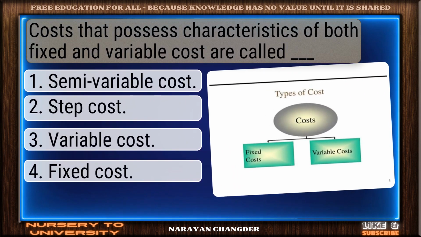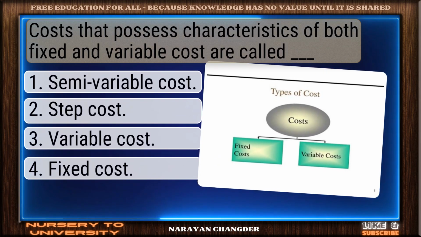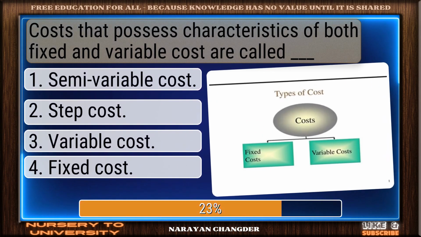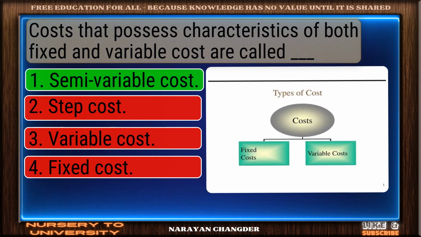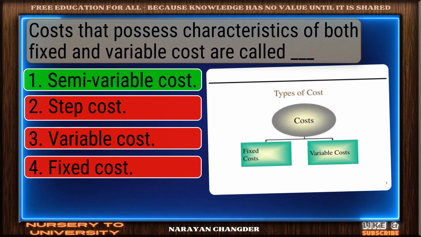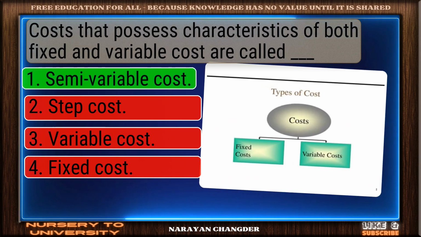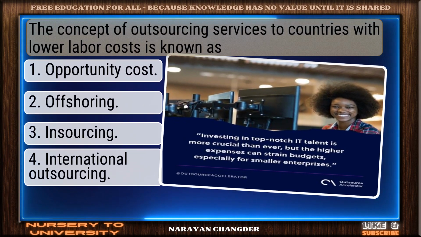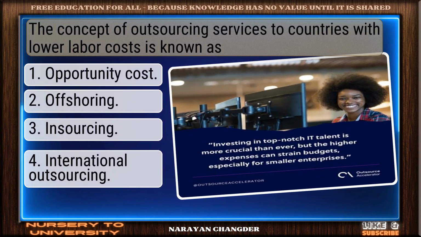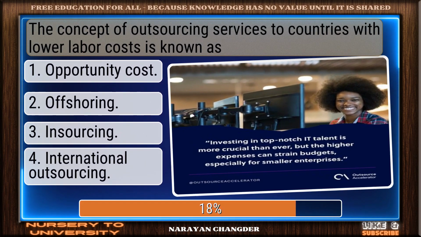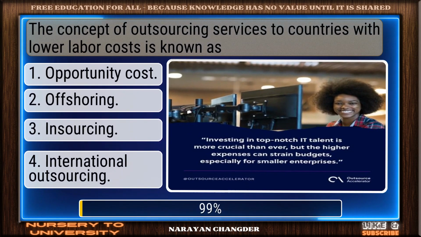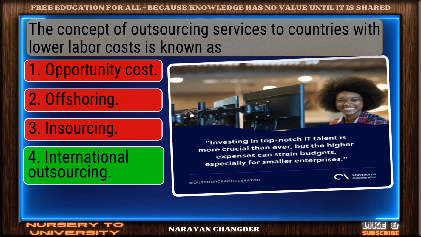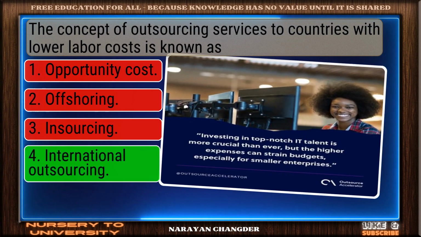Costs that possess characteristics of both fixed and variable cost are called dash. Right choice. Semi-variable cost is best. The concept of outsourcing services to countries with lower labor costs is known as. Clear logic. International outsourcing is sound.